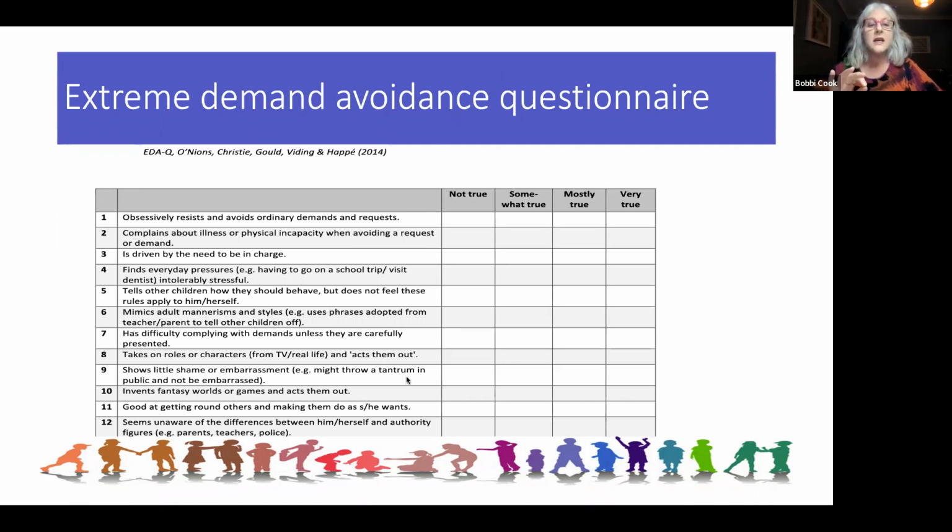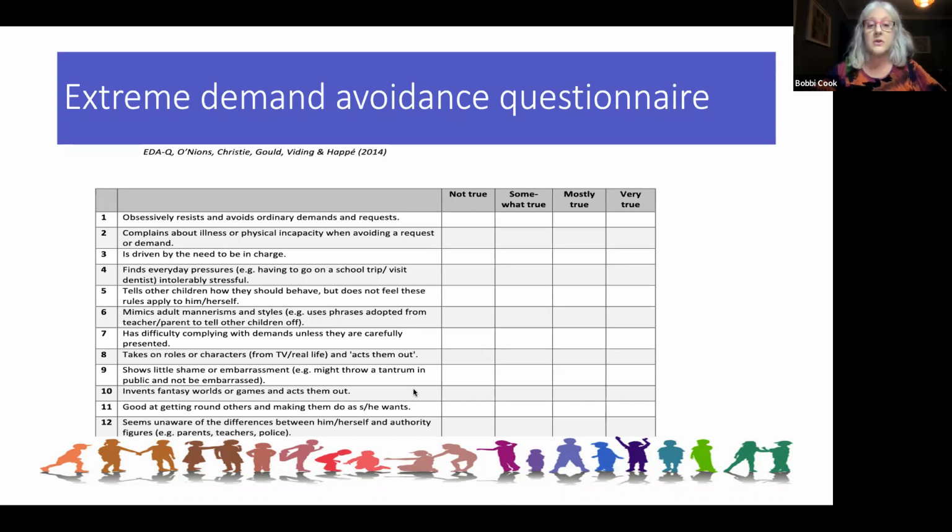So this is actually a test question, and a control. Shows little shame or embarrassment, might throw a tantrum in public and not be embarrassed. This would not be a behavior we would normally see. We might see it occasionally, but I would think it's not mostly true for most children with PDA. They're more likely to do that at home and mask in public, unless they're in total meltdown and not coping at all.